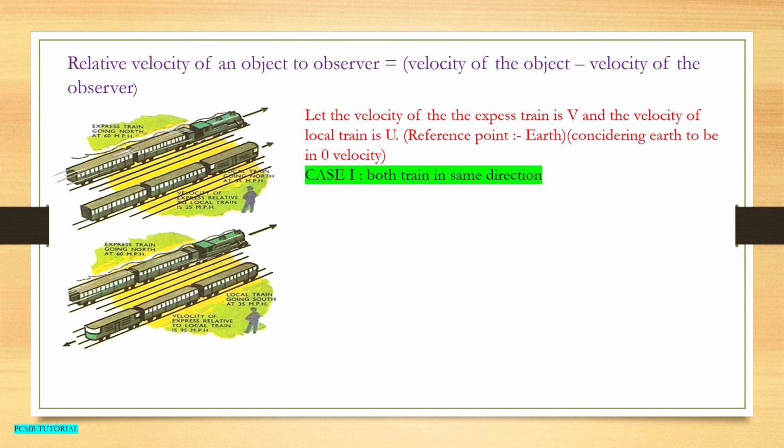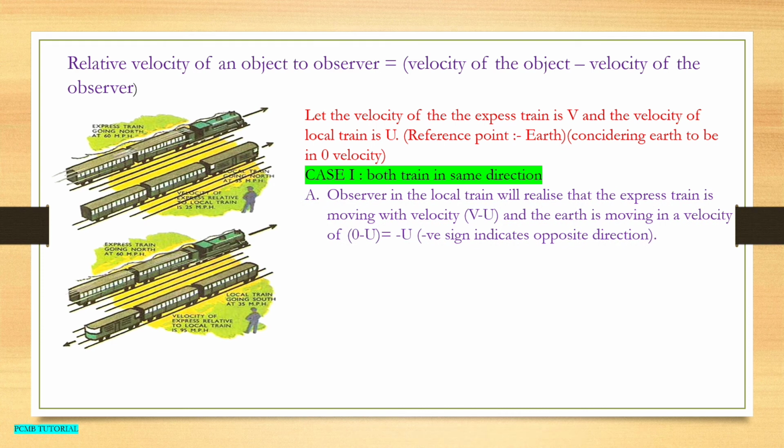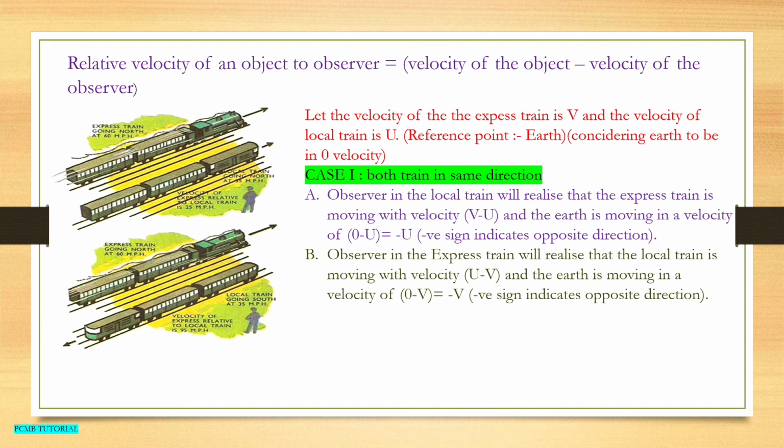We can see two cases. In case 1, both trains are moving in the same direction. The observer in the local train will realize that the velocity of the express train is v minus u. v is the velocity of the express train minus the velocity of the observer, which is u. That means the velocity of the local train.